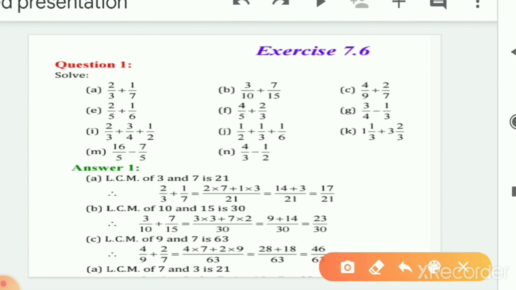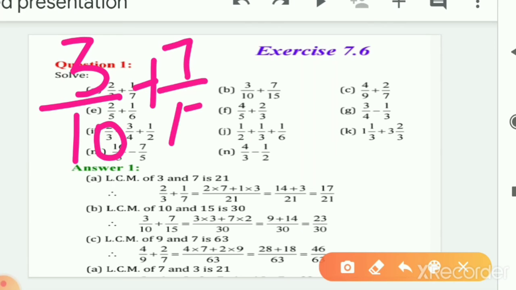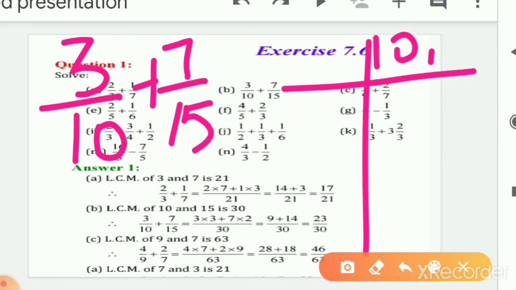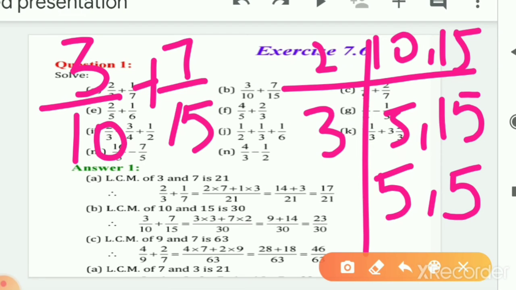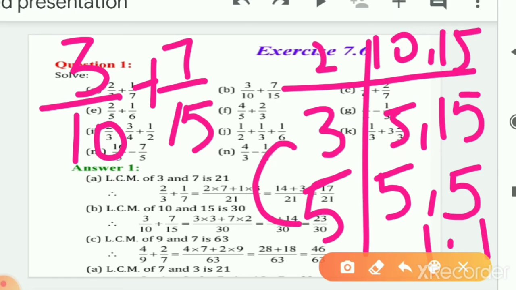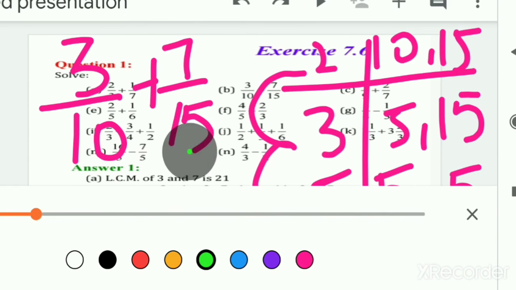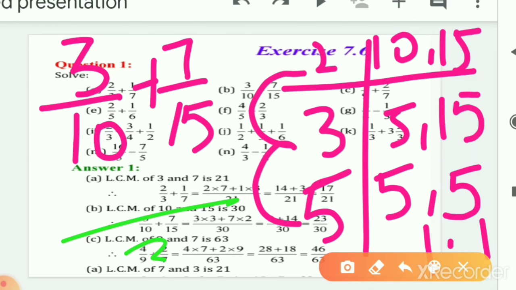Now we have the next problem, that is 3 by 10 plus 7 by 15. Just take the LCM of 10 and 15. 2 fives are 10, 15 will come as it is. Take 3, 3 fives are 15, and 5 will remain as it is. Then 5 ones are 5 and 5 ones are 5. So 5 threes are 15, 15 twos are 30. The LCM we have got is 30, right?